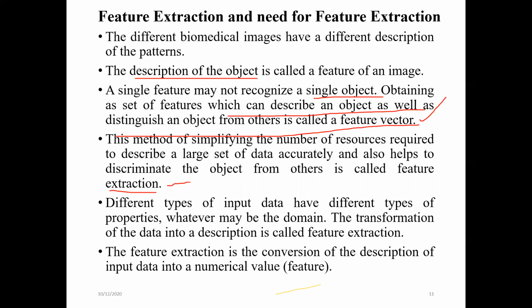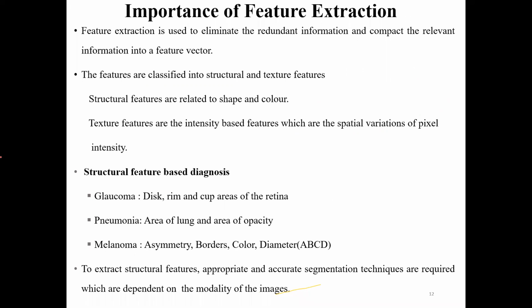computerized diagnosis. Different types of input data have different types of properties, whatever the domain may be. The transformation of the data into a description is called feature extraction. Feature extraction is the conversion of the description of input data into numerical values. Why do we go for feature extraction? It is used to eliminate redundant information, and it compacts the relevant information into a feature vector.